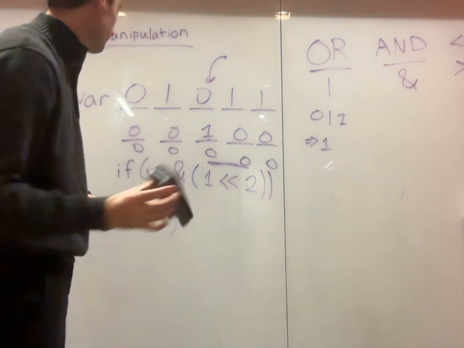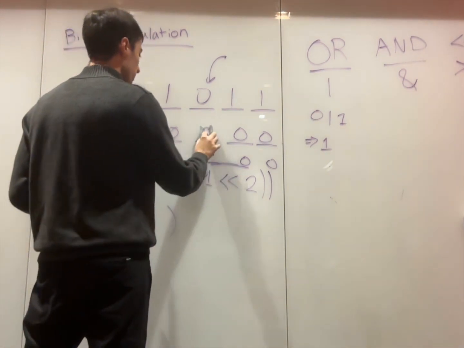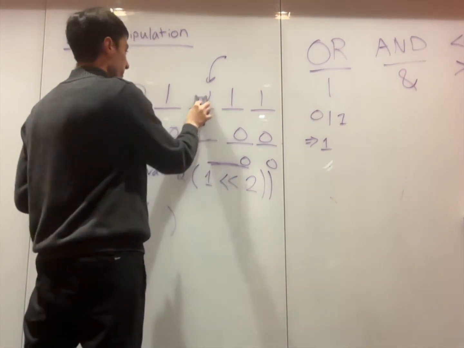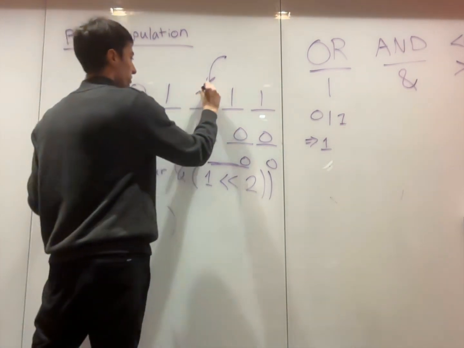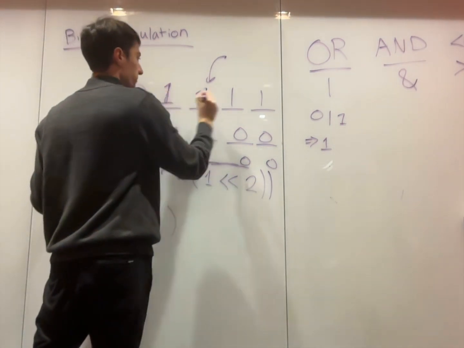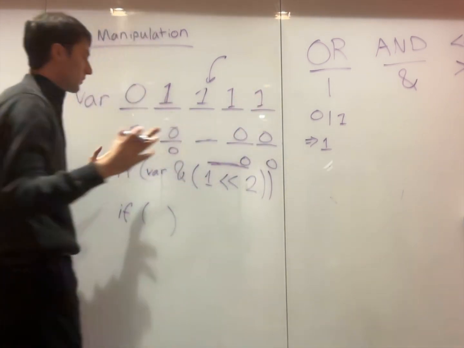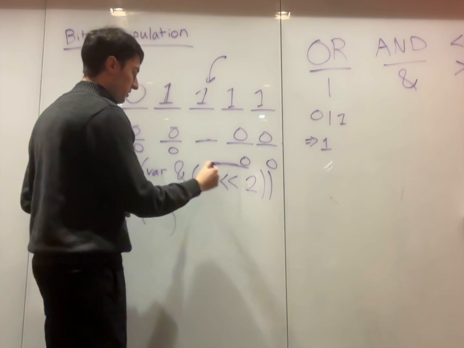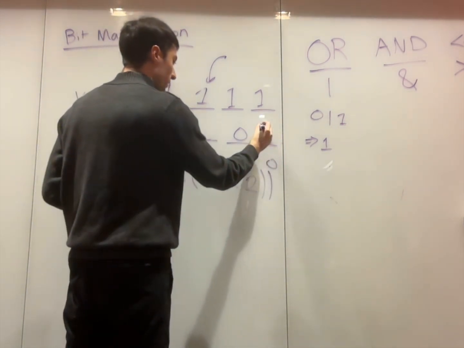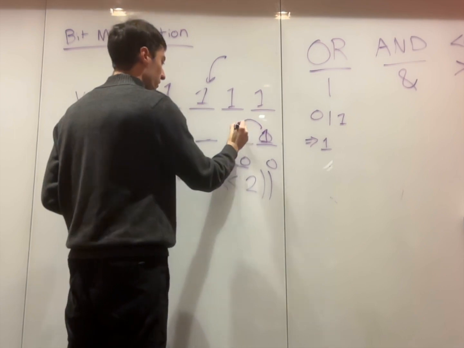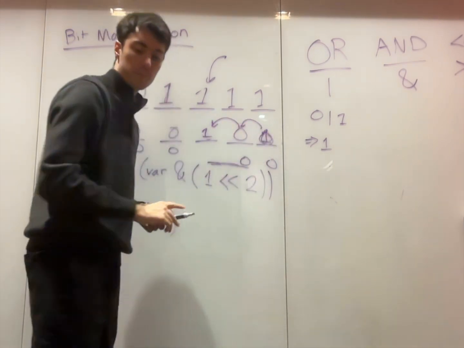What would happen, for example, if this var variable actually has a 1 there? It's going to be the same thing. We take this 1, so there's a 1 here, and then we shift it over here, and then over here. So now it's 1, and that's 0.